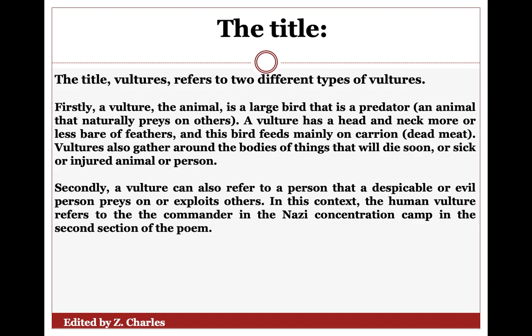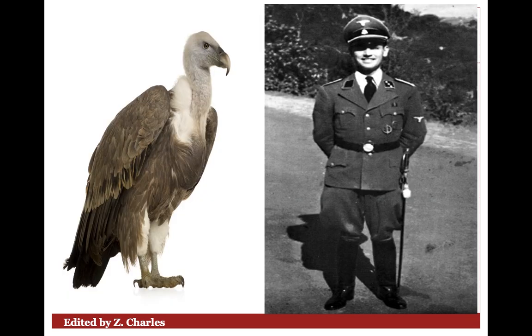A person that is despicable or evil, right? But also preys on or exploits others. Right? In this context, the human vulture refers to the commandant in the Nazi concentration camp in the second section of the poem. Okay, so those are the pictures. Check out the one vulture on the left, which refers to the bird, and the other vulture, which refers to the Nazi officer type of person. Okay, both are vultures.